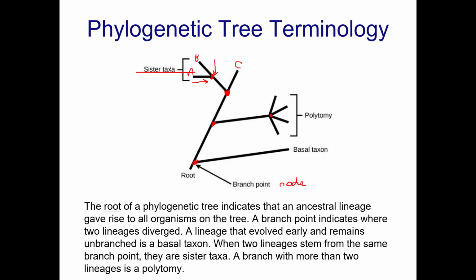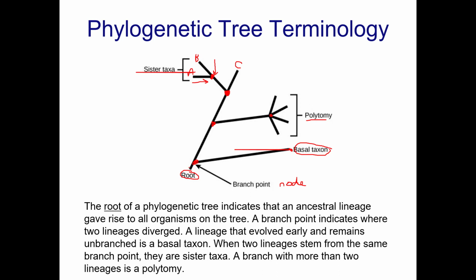I don't tend to use the term sister taxa, but it just means closely related groups. I also don't tend to use the term polytomy. It means more than two closely related groups. But one term I do use is basal taxon. A basal taxon is a group at the end of this branch, and of everything in the tree, it's most similar to whatever the ancestor is at the root, because it branched off early, and so it's more simple.